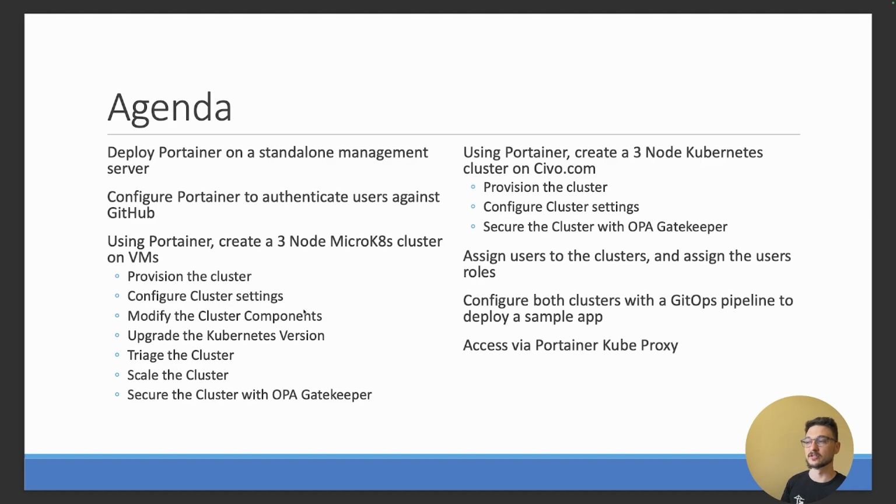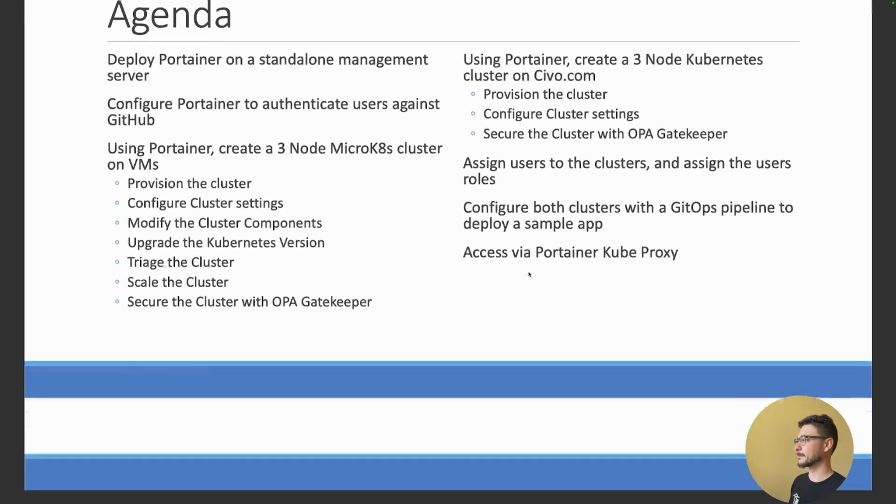Then we're going to just come back to the user management side of things. We're going to assign users to the cluster, assign the users roles. We're going to configure both clusters with a GitOps pipeline, and we're going to deploy a sample app. And then once that's all done, we're going to access it via Portainer Kube Proxy. So let's get into it.